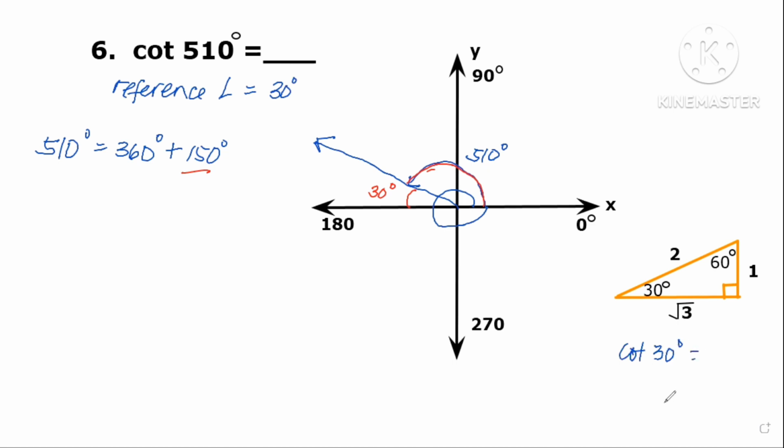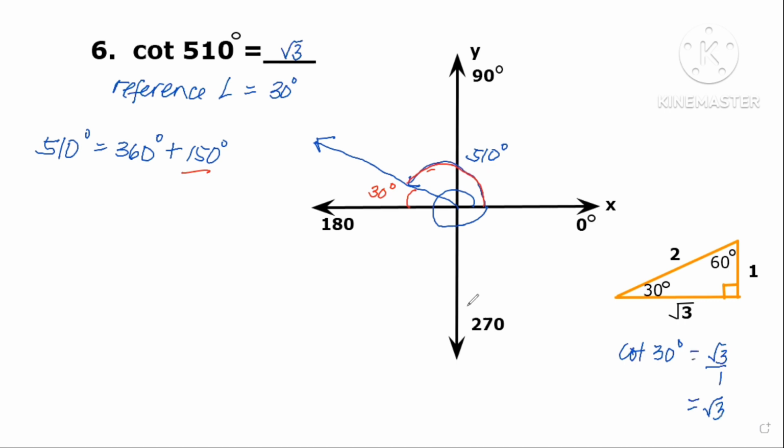So since the reciprocal function of cotangent is tangent, and tangent is opposite over adjacent, then cotangent is adjacent over opposite, no? So with respect to 30 degrees, adjacent over opposite is square root of 3 over 1, or square root of 3. Okay? Therefore, cotangent of 510 is also equal to square root of 3.